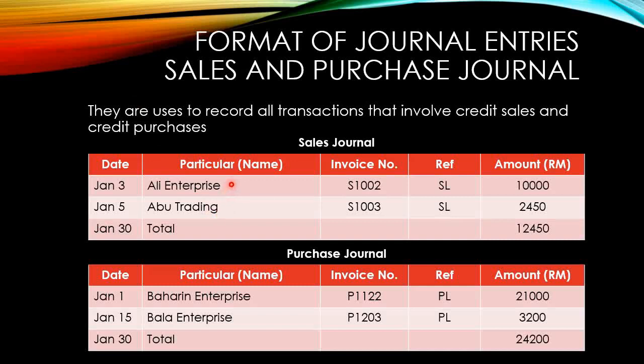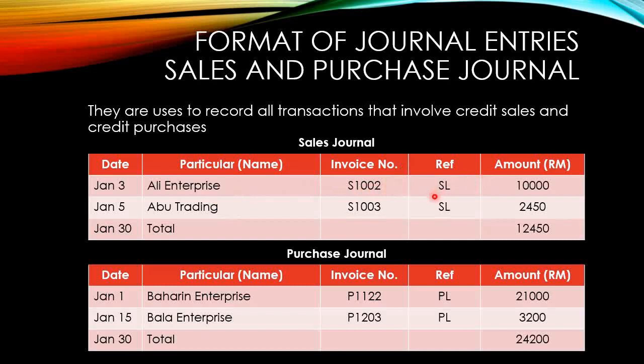Okay, list of your debtors and the list of your creditors. And then you have the total here, which will be at the end of your accounting period, in this case January 30th. So I have two debtors during the month. I have Ali Enterprise. You just put any kind of invoice number that you have, based on the source document that you have prepared previously.